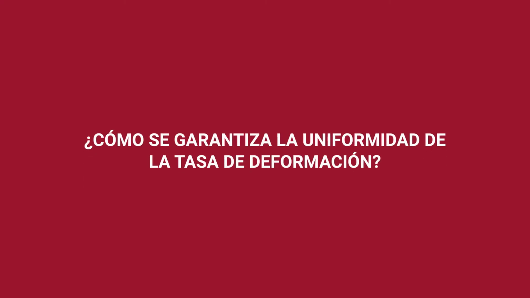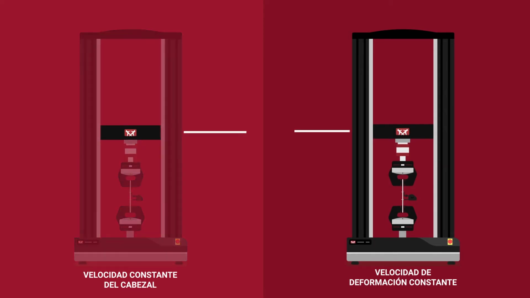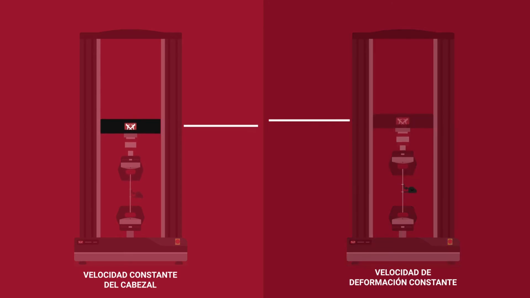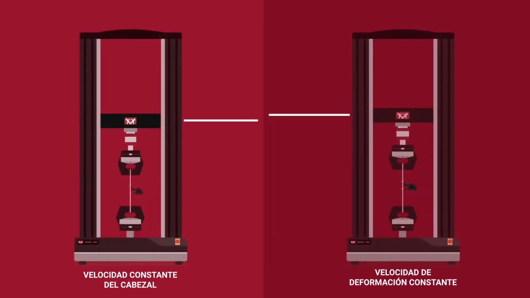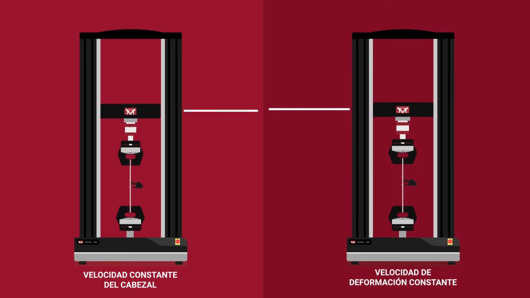So how do you ensure strain rate consistency in your testing? Most metals testing standards prescribe two methods to achieve this. One maintains a constant machine crosshead speed, while the other maintains a constant strain rate during the test. First, we will start with the simplest method, constant crosshead speed.